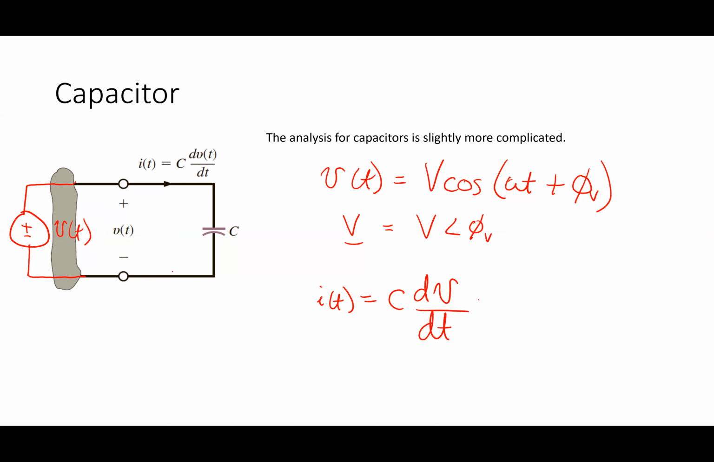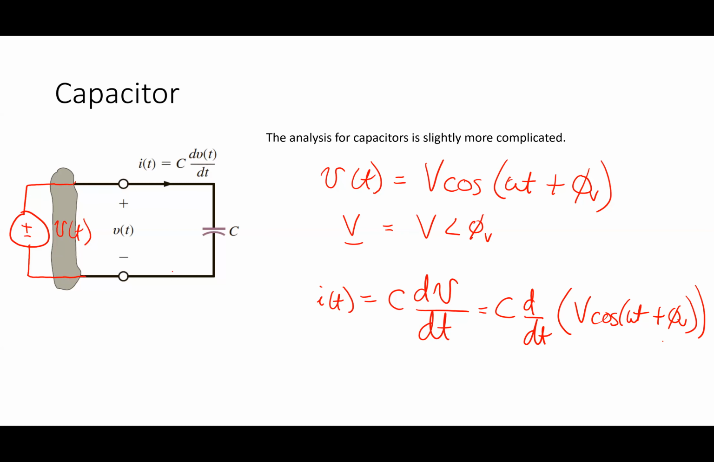Okay, so what do I do now? How do I figure out the current? Here's the voltage. I equals C dV dt. Well, I don't want to do an integral. I want to figure out I of t, and I know V. So not the integral, but I want to do the derivative instead. So C times d by dt of V cosine omega t plus phi v, like that.